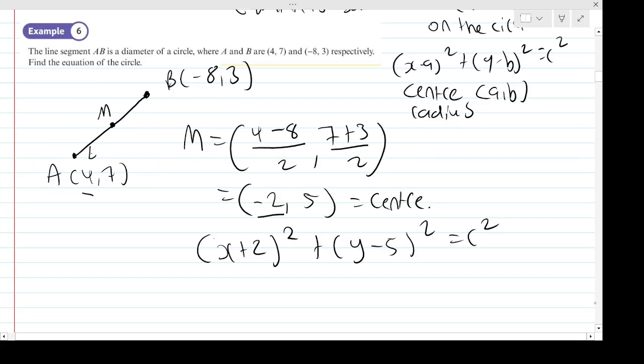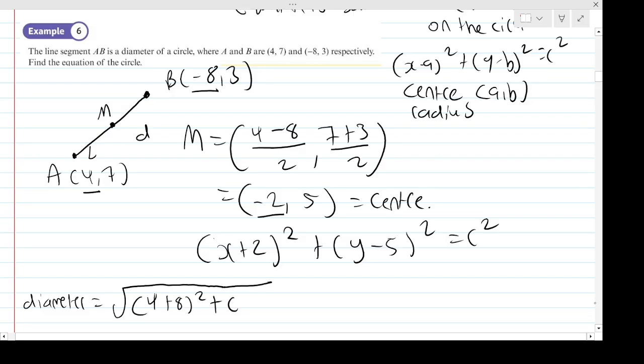Because the diameter is the whole distance here between A and B. We know how to work out the distance between 2 points. We went over it at the start actually. The diameter is going to be again the distance between A and B, the 2 points. So it's going to be first the change in x all squared. So let's take A, so 4 minus 8, so it's plus 8 all squared. And then add the change in y, that's going to be 7 take away 3, so the change in y values.